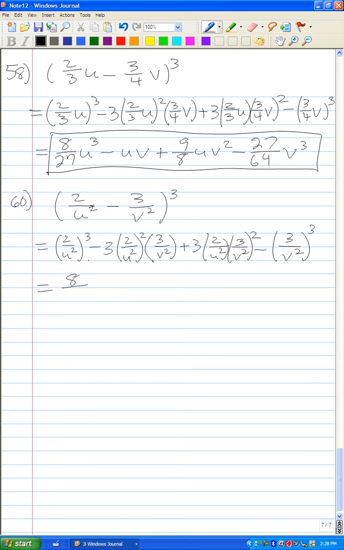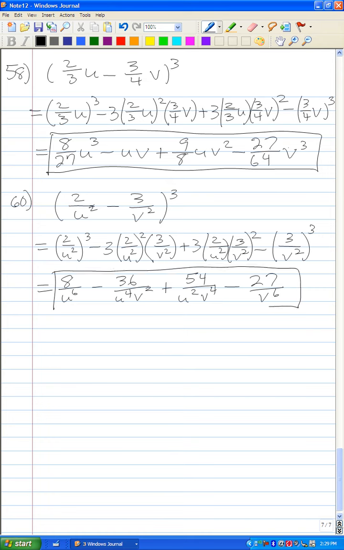2 cubed, 8. u squared cubed, u to the 6. 3 times 3 is 9 times 4, 36. u squared squared is u to the 4th, v squared, plus 3 squared is 9 times 3, 27 times 2, 54, u squared, v squared squared is v to the fourth. 3 cubed, 27. v squared cubed, v to the sixth. And that is your answer.